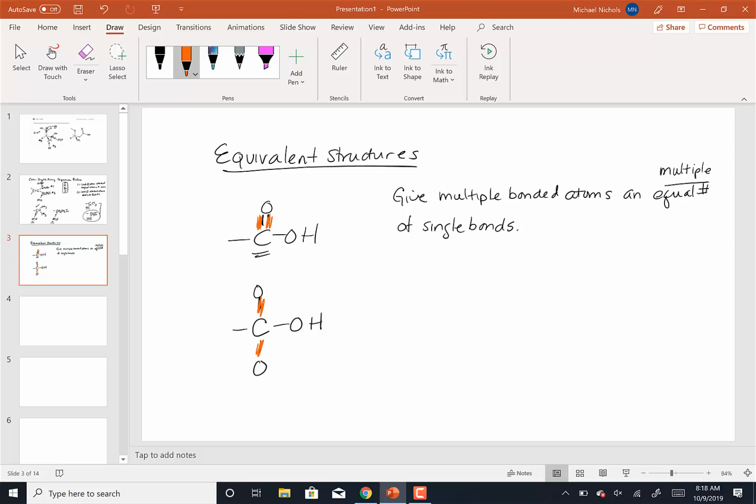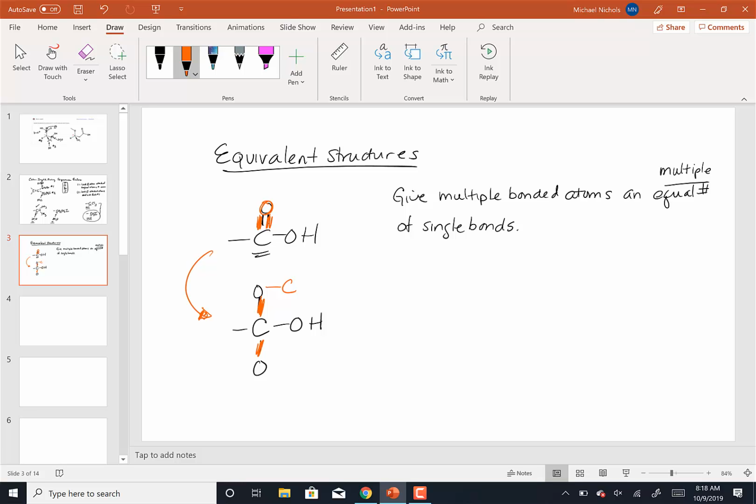But we don't stop there, because we have to look at it from the perspective of the oxygen. The oxygen is doubly bonded to the carbon, so the oxygen needs two CO single bonds, or two OC single bonds. Well, here's number one, there's number two. So the true equivalent structure of this carboxylic acid is that structure.